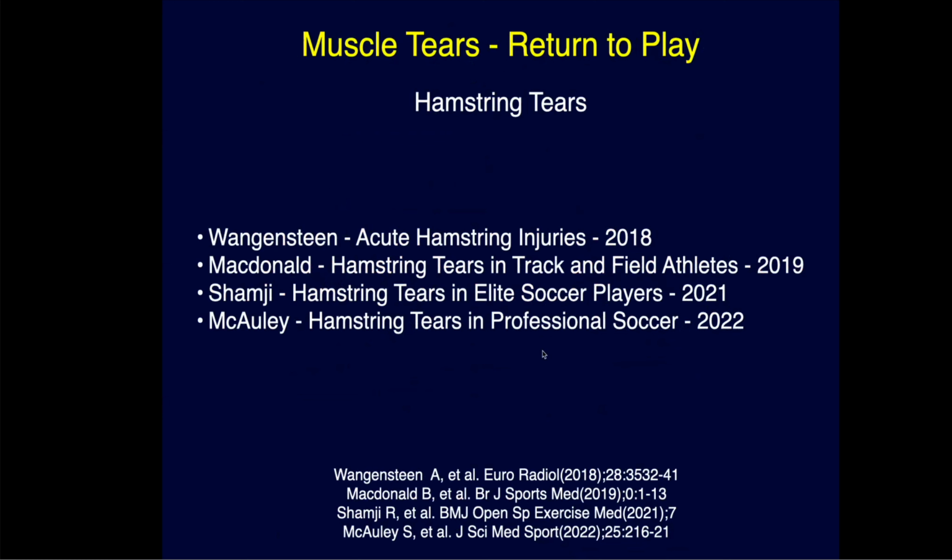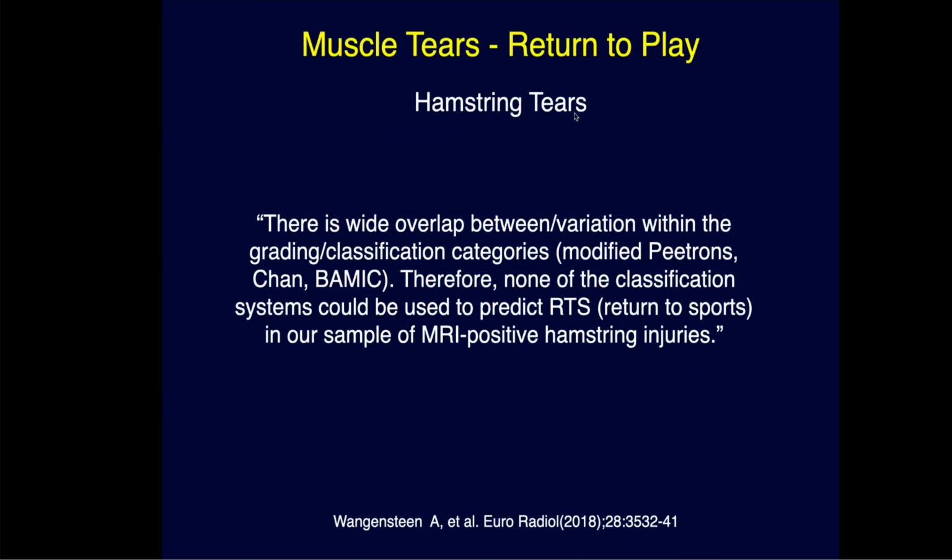So I'd like to go through each of these. So the Wagenstein paper basically looked at hamstring tears and graded them with the Peetrons, the Chan, and the British classification. This is in the journal European Radiology, but is mostly American authors.